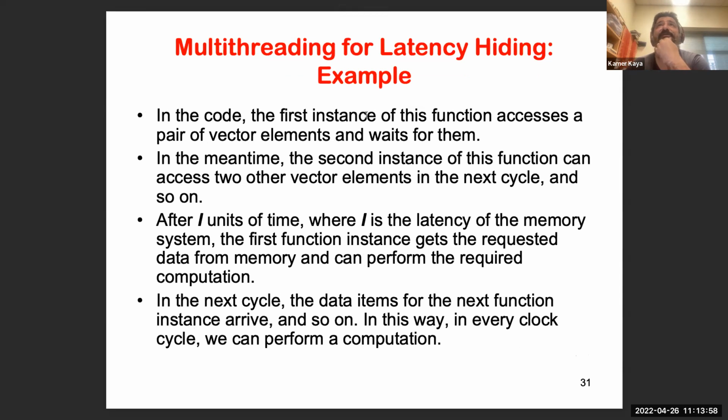So the first instance of this function accesses a pair of vector elements and waits for them. In the meantime, the second instance of this function can access 2 other vector elements in the next cycle, and so on, right? After L units of time, where L is the latency of the memory system, the first function instance gets the requested data from memory and can perform the required computation. In the next cycle, the data items for the next function instance arrive, and so on. In this way, in every clock cycle, we can perform a computation.